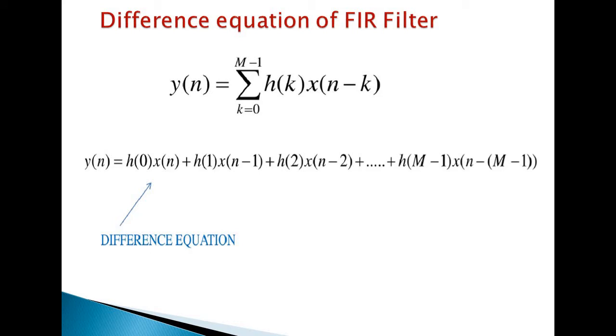The difference equation of an FIR filter is defined as y of n is equal to the summation of h of k x of n minus k, k equal to 0 to M minus 1. So y of n is equal to h of 0 x of n plus h of 1 x of n minus 1 plus h of 2 x of n minus 2 plus dot dot h of M minus 1 x of n minus M plus 1. This is an expanded form of that equation, the difference equation of the FIR filter.